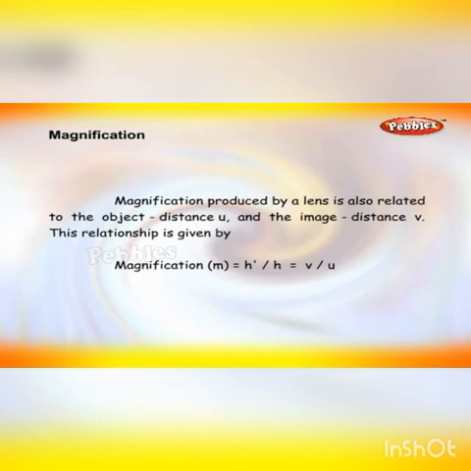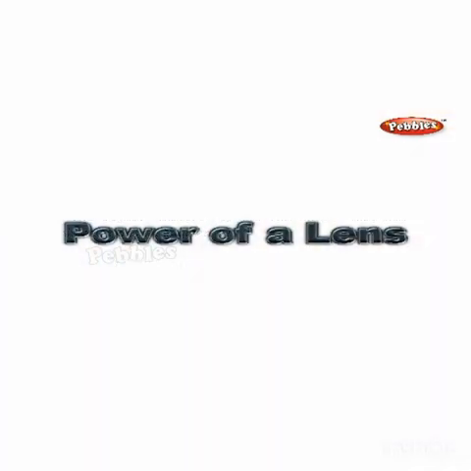Magnification produced by a lens is also related to the object distance u and the image distance v. This relationship is given by magnification m is equal to h'/h, which is equal to v/u.